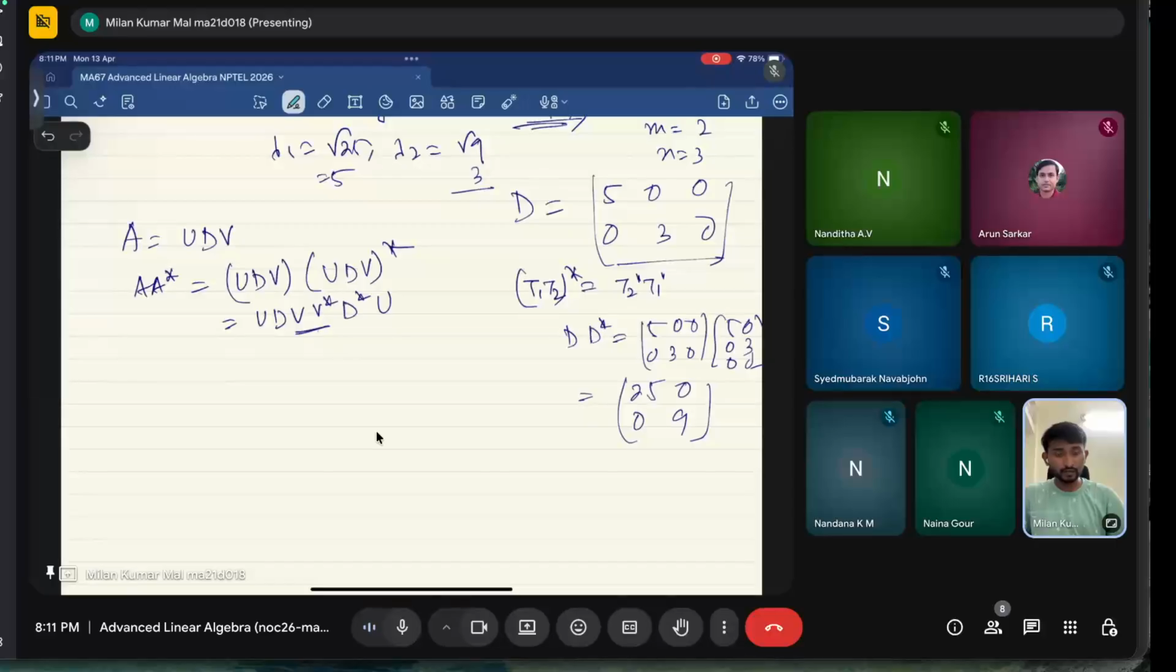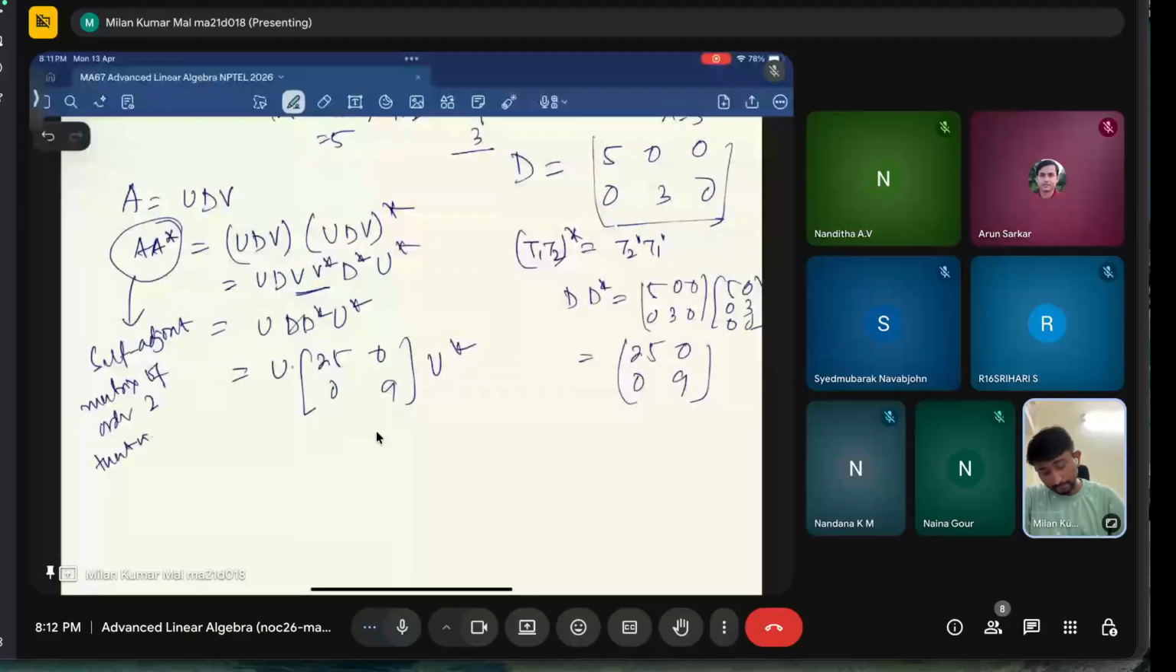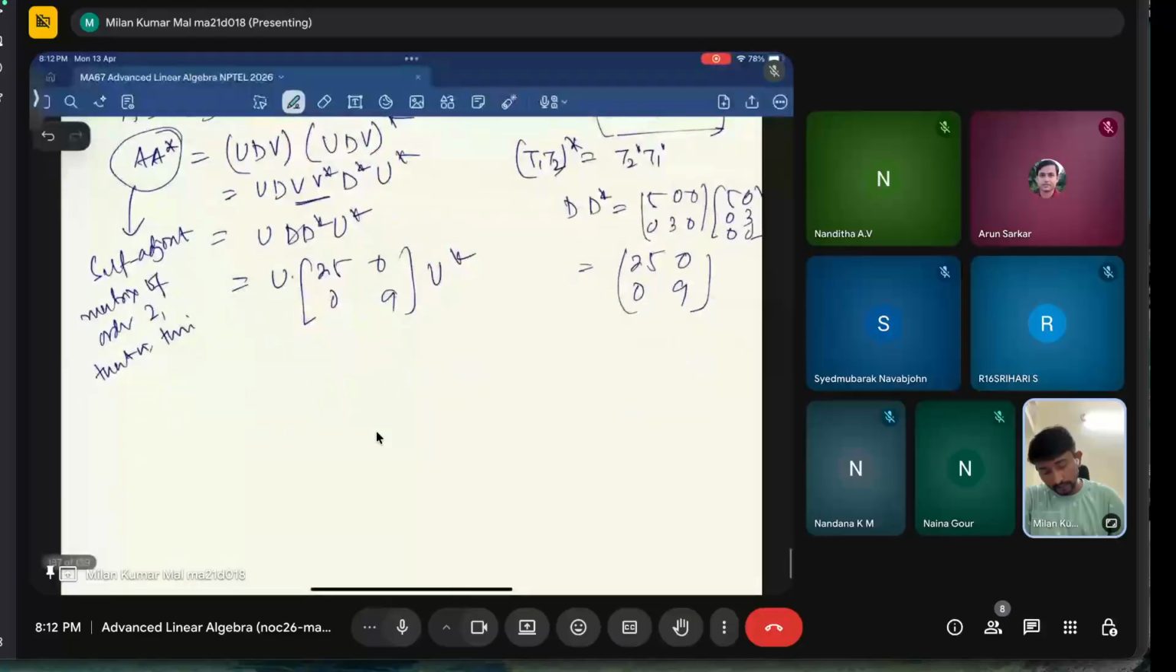But V is a unitary matrix, so V star V is identity. So therefore this will be U, D star D, U star. So what we obtain is U into the matrix 25, 0, 0, 9, into U star. So this A star A is a self-adjoint matrix of order 2. That is, this is normal, and whenever it is normal, A star A is diagonalizable.